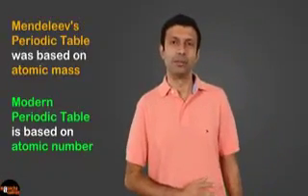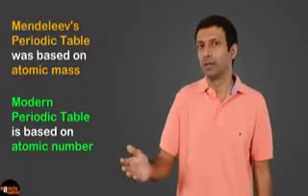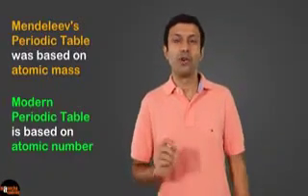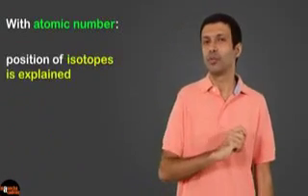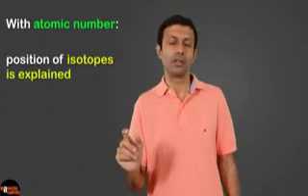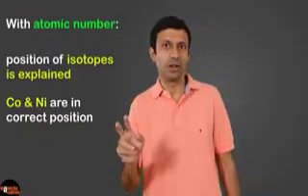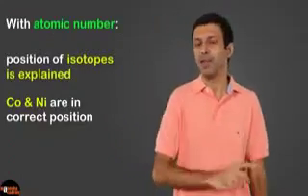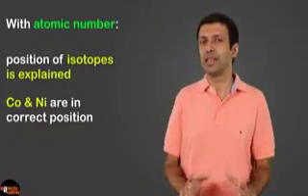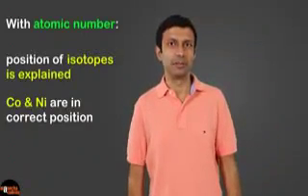on atomic number. And when you make this shift from atomic mass to atomic number, some of the anomalies in his table are fixed. For example, we can now explain the position of isotopes. And remember, he had to make some exception for certain elements like cobalt and nickel, where their position was switched. Well, now they go into their right place in the modern periodic table. But we'll discuss all those details in a separate video where we look at the modern periodic table.